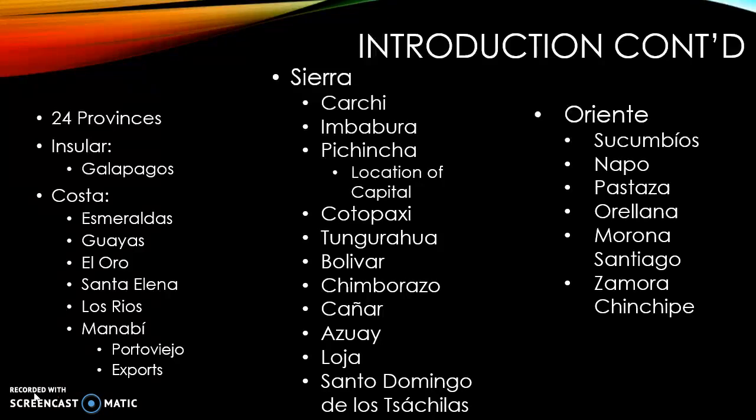In the Sierra region, you have Carchi, Imbabura, Pichincha, which is the location of Quito, Cotopaxi, which is also the name of a very active volcano, Tunguragua, Bolivar, Chimborazo, home to the mountain which is the tallest point in Ecuador and closest point to the sun, Cañar, Azuay, Loja, and Santo Domingo de los Áchilas. In the Oriente region, you have Sucumbíos, Napo, Pastaza, Orellana, Morona Santiago, and Zamora Chinchipe. This region is responsible for having all national parks protected by the government and all indigenous cultures protected as well.